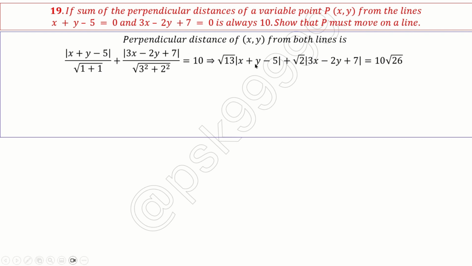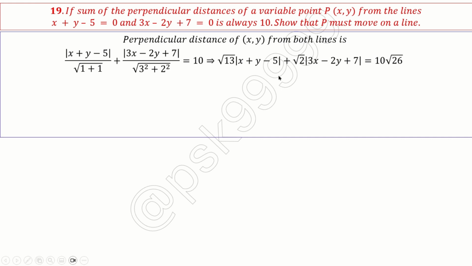Okay, now if I adjust them, this is how it is. Since it has modulus, I have to take plus or minus conditions. You will actually get 4 cases, right? But whatever the case, if you look at this equation, it can never become powers of 2. X square, y square, you will never get. It will always be in terms of x and y.